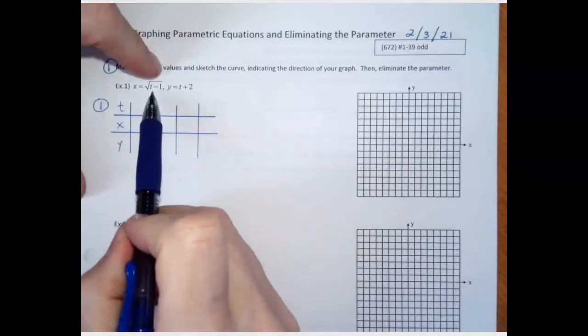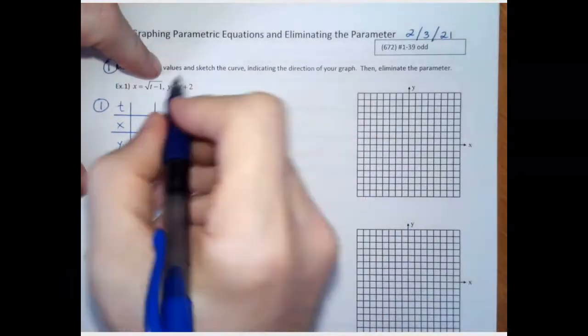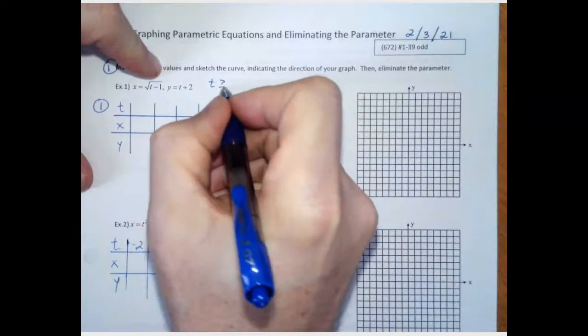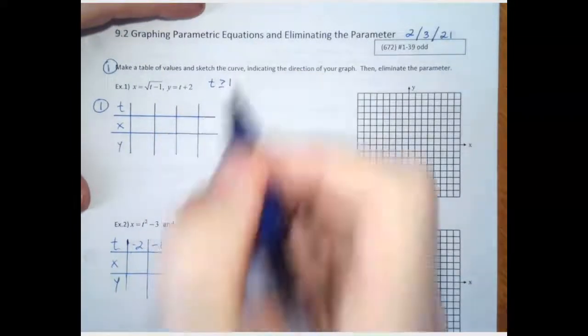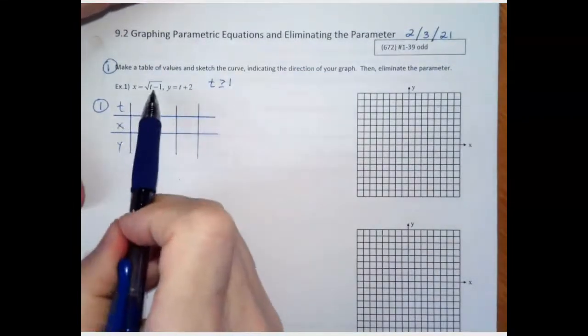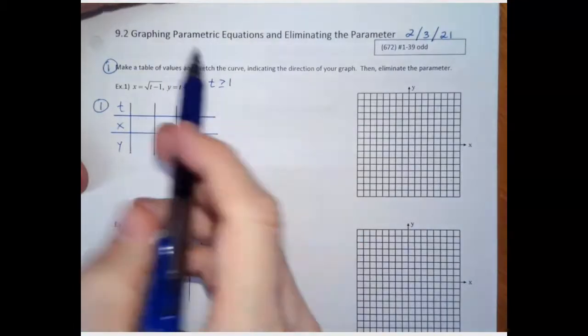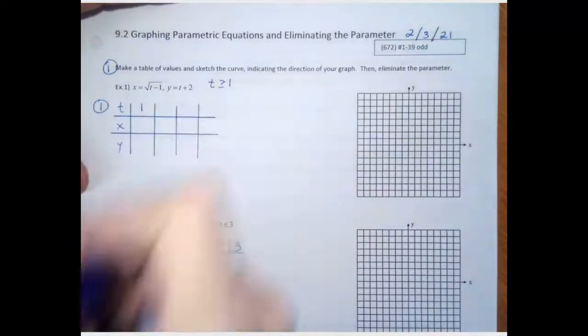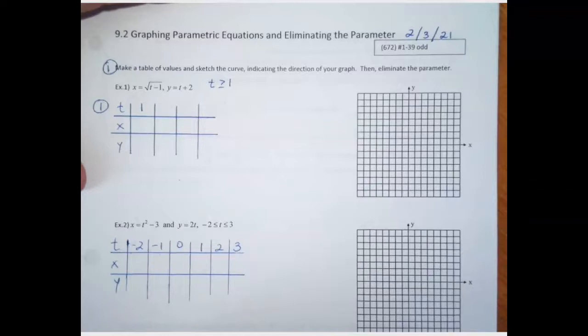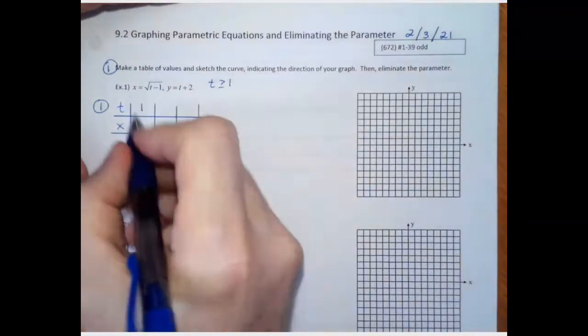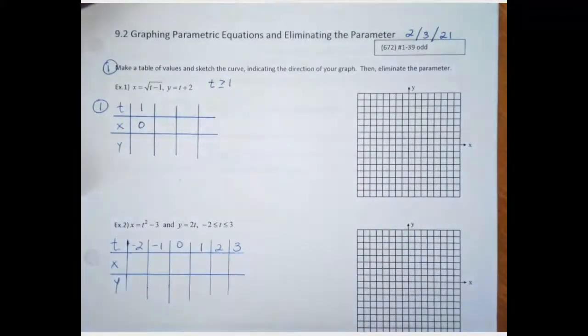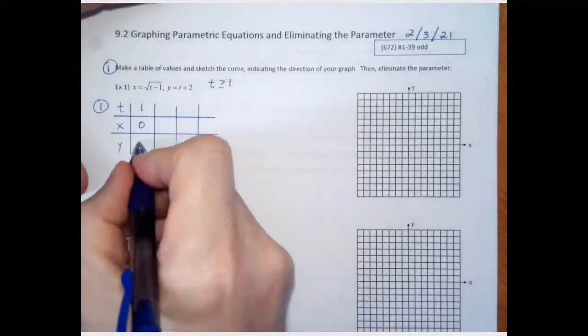But if we look at this square root here, we hopefully realize that t has to be greater than or equal to 1 to keep that real. So let's start with 1. And if we plug 1 in there, we would get 0 for x. And if we plug 1 in here, we would get 3 for y.